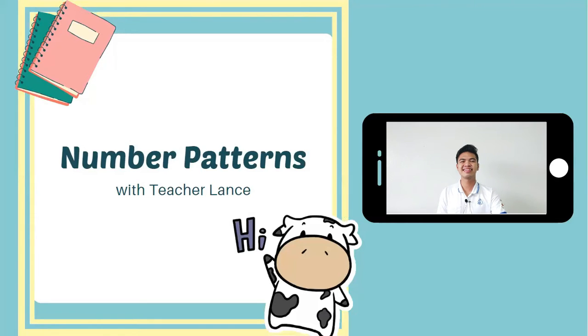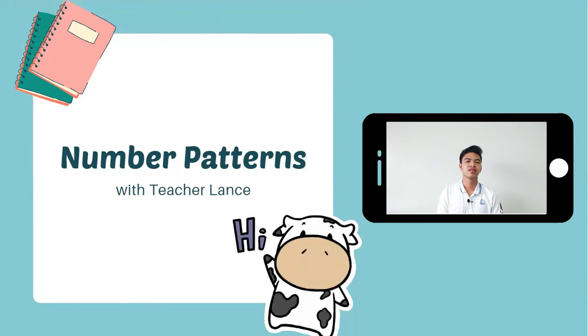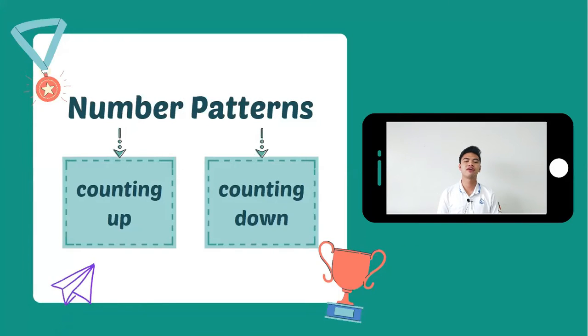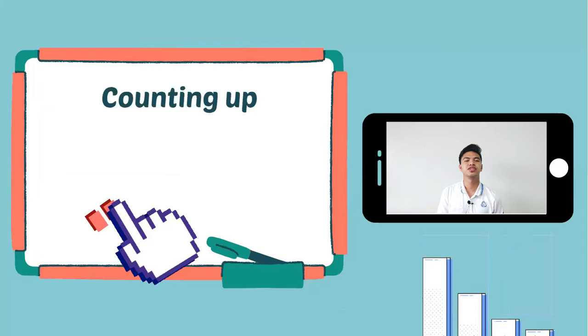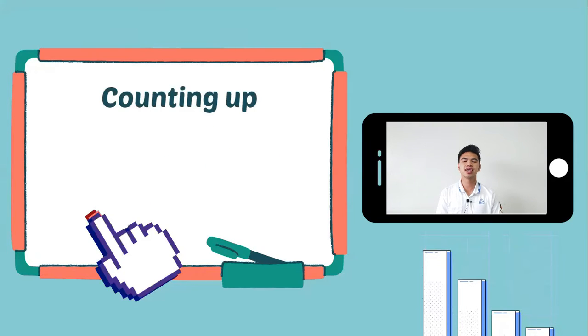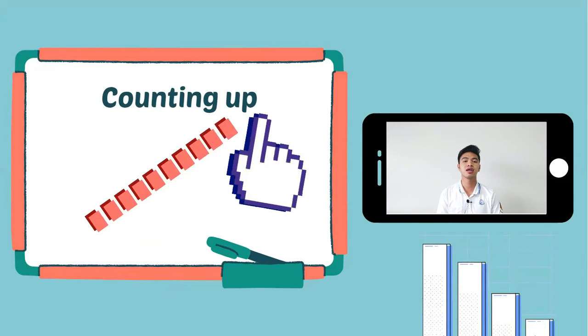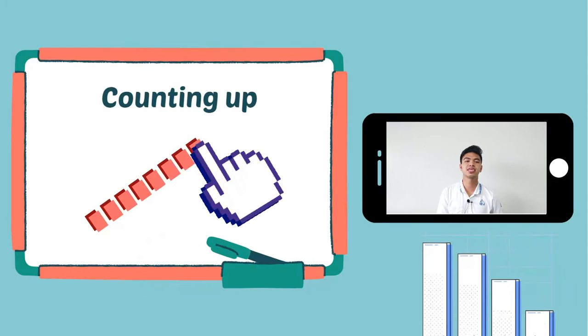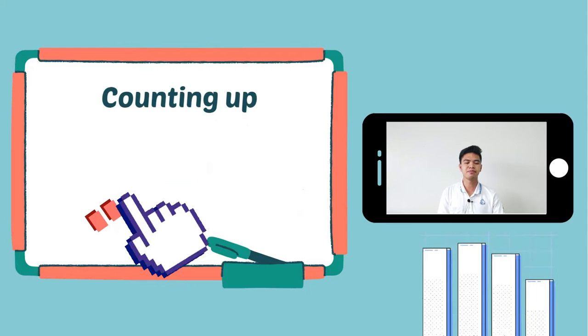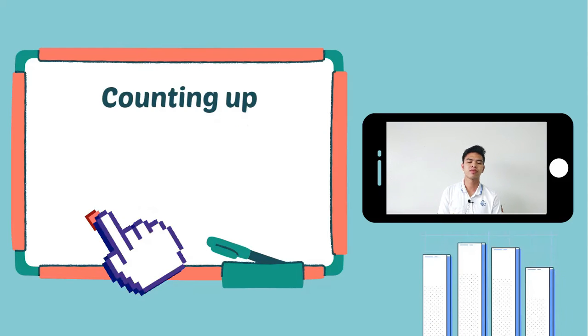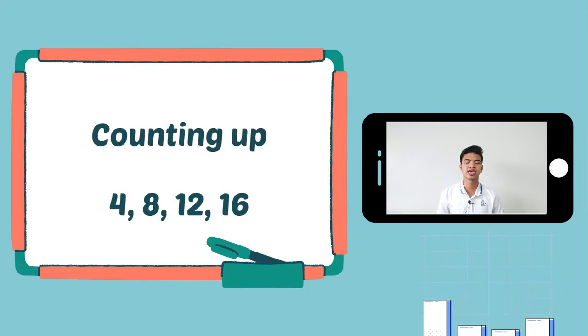Today, we are going to study number patterns. Okay, let's go and dive into it. In number patterns, we have two ways, okay? We have the counting up and counting down. When you say counting up, we will begin from the smallest number to the biggest number. It is usually done by adding the same numbers again and again to make the pattern.